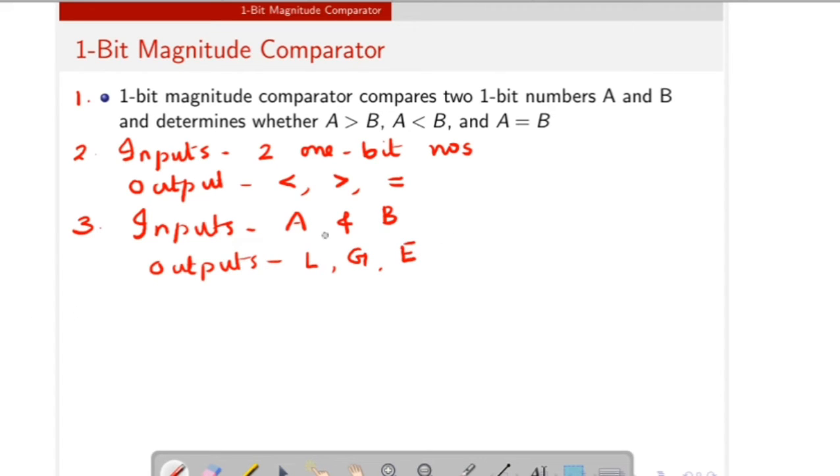So these two numbers A and B are compared, and if A less than B, then we get the output L. If A greater than B, then we get the output G. If A equal to B, then we get the output E. If E is equal to 1, then both L and G are 0. If A less than B, then L is equal to 1 and G and E are 0. If A greater than B, then G is equal to 1 and L and E are 0.